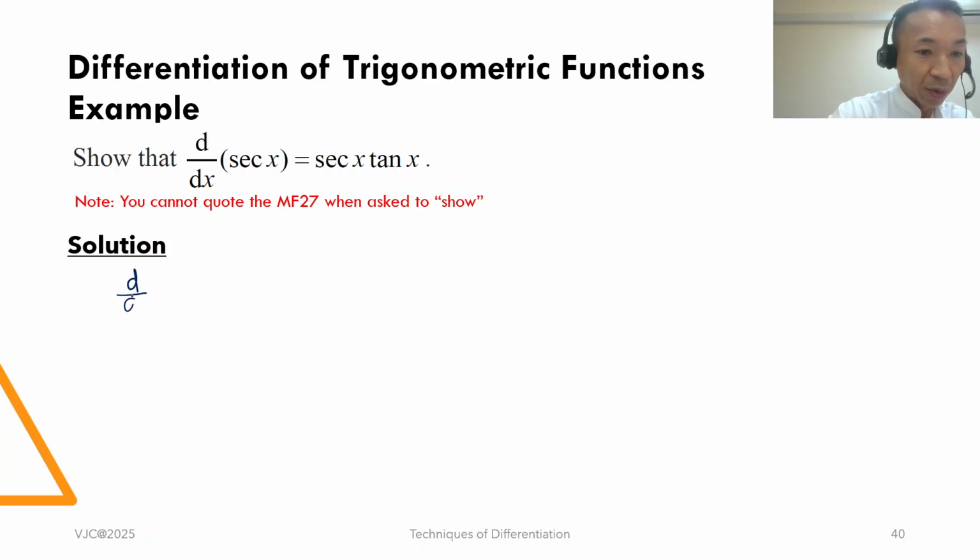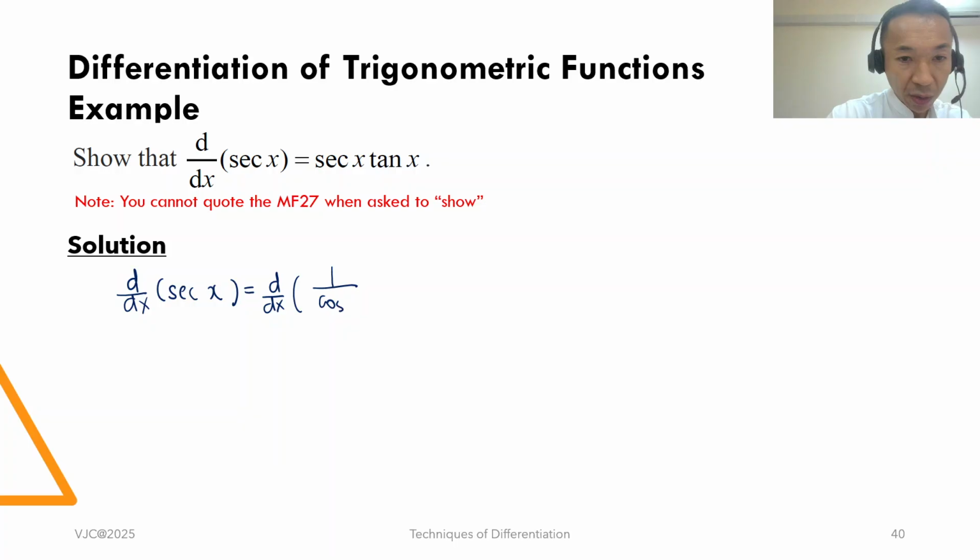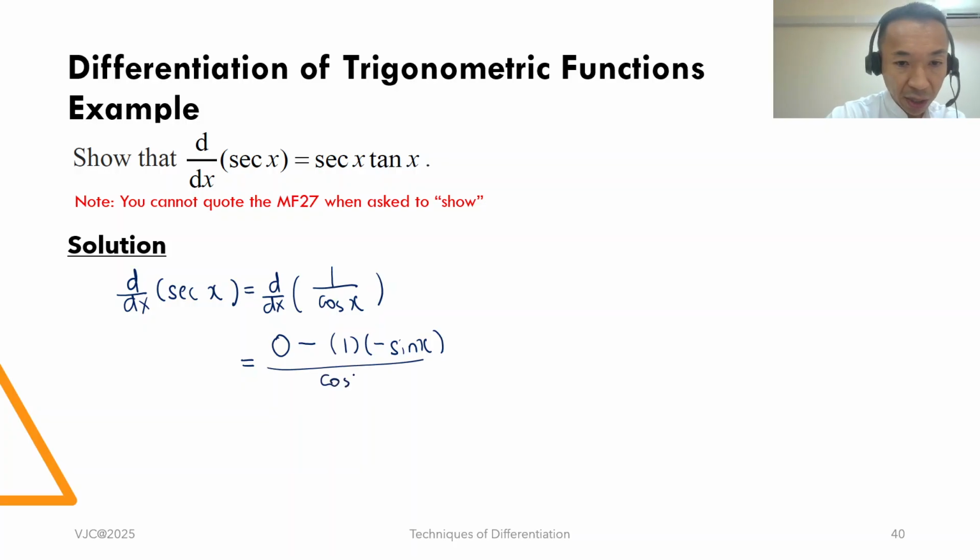How? I'm going to very quickly say differentiating secant x is just differentiating 1 over cosine x. At this point, I'm going to use the quotient rule. I differentiate the top, I get 0. Then minus away, I keep 1 and differentiate the bottom, I get minus sine x, over cosine squared x.